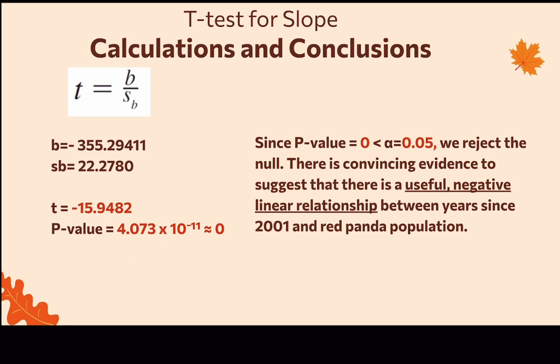Using the formula t equals b over s sub b, with b equal to negative 355.29411 and s sub b equal to 22.2780, that gives us the t critical number of negative 15.9482. The corresponding p-value is 4.073 times 10 to the negative 11, which is approximately 0. So to conclude, since the p-value is approximately 0, which is less than alpha equals 0.05, we reject the null. There is convincing evidence to suggest that there is a useful negative linear relationship between years since 2001 and red panda population.